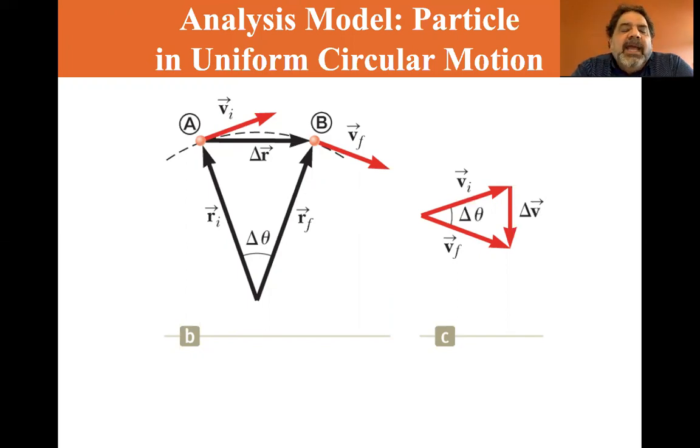You could say that at A, it's in the east-northeast direction, and at B, it's in the east-southeast direction. But if we isolate the V initial and V final velocity vectors, we'll see the delta V, the change in velocity.